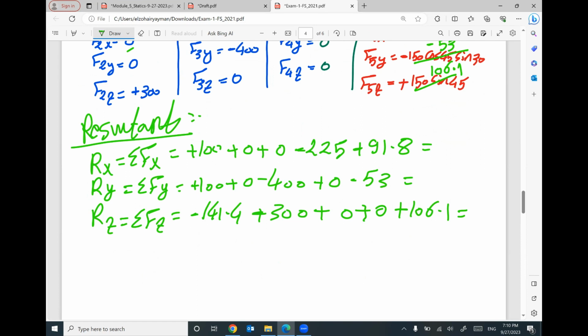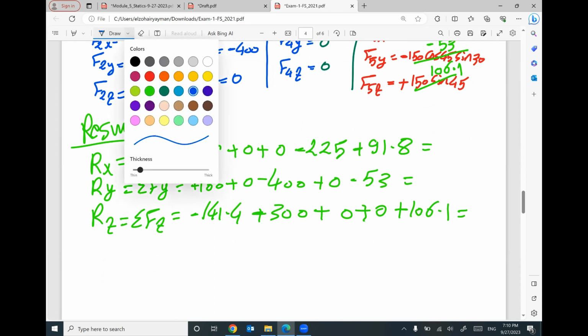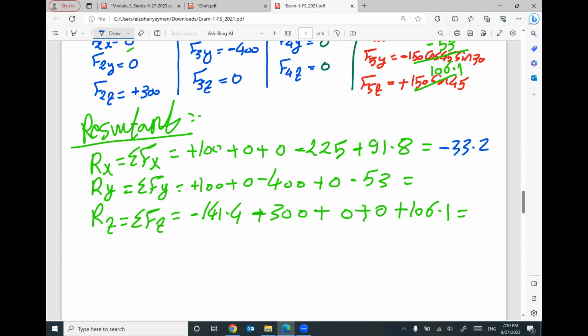What are these values? 100 minus 225 plus 91.8, I got negative 33.2. 100 minus 400 minus 53, I got negative 353. Negative 141.4 plus 300 plus 106.1, I got 264.7.